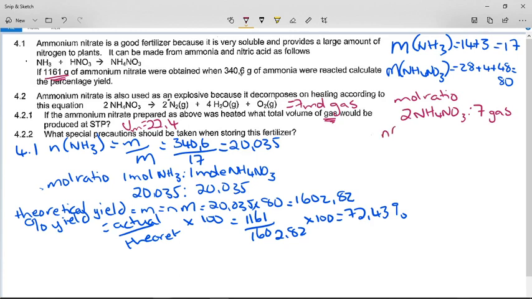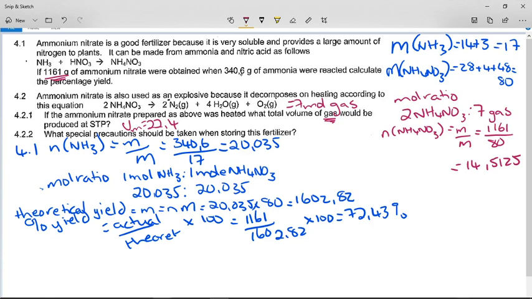So the number of moles of ammonium nitrate produced in part 1 of the question is going to be m over M. So what was this? 1161. And we worked out the relative molecular mass here was 80. So the number of moles of ammonium nitrate we produced were, how many moles of ammonium nitrate? If you put it in your calculator, you should end up with 14,5125 moles of ammonium nitrate.